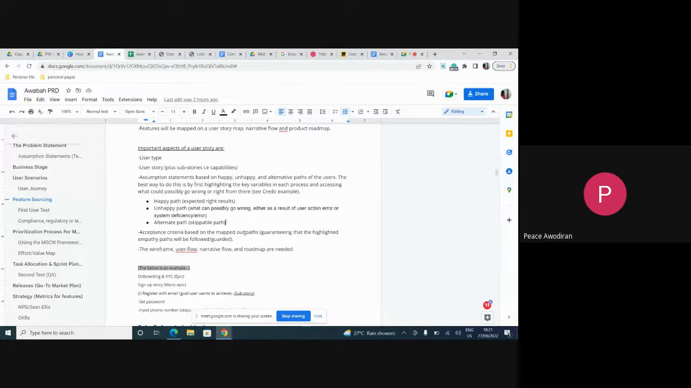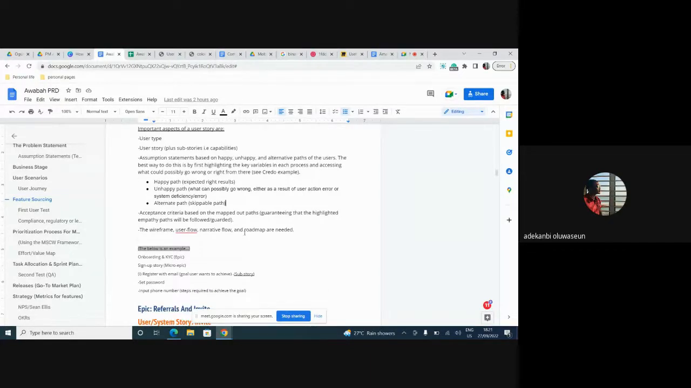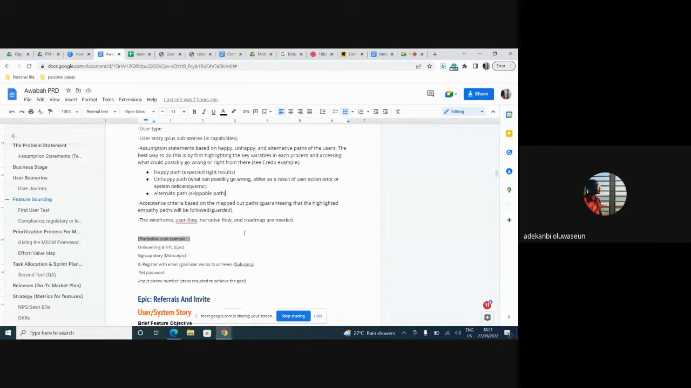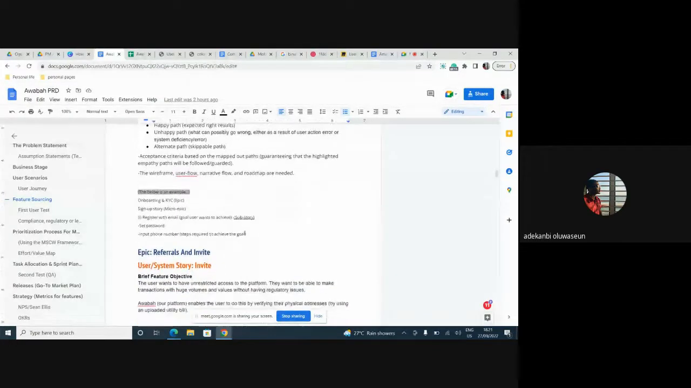Can you go over how the different paths affect how they determine the acceptance criteria? I'm not sure I fully understand it. Okay, how the paths affect the acceptance criteria, right? Yeah, exactly. So I'm going to show you a user story, and I'll give you an example of what that does.